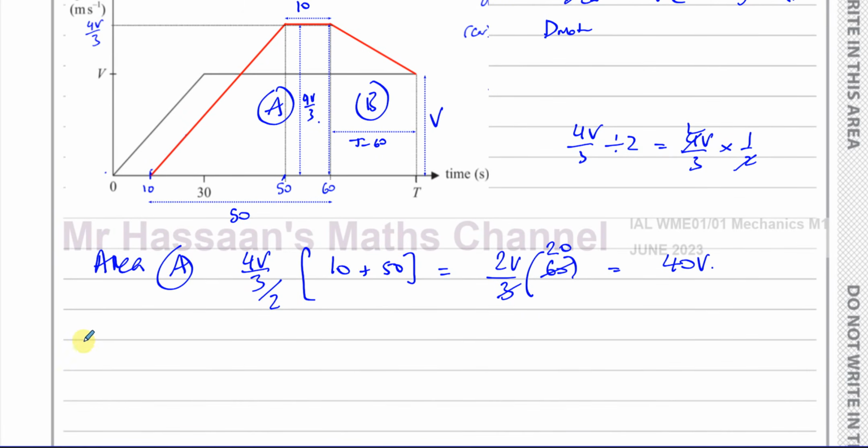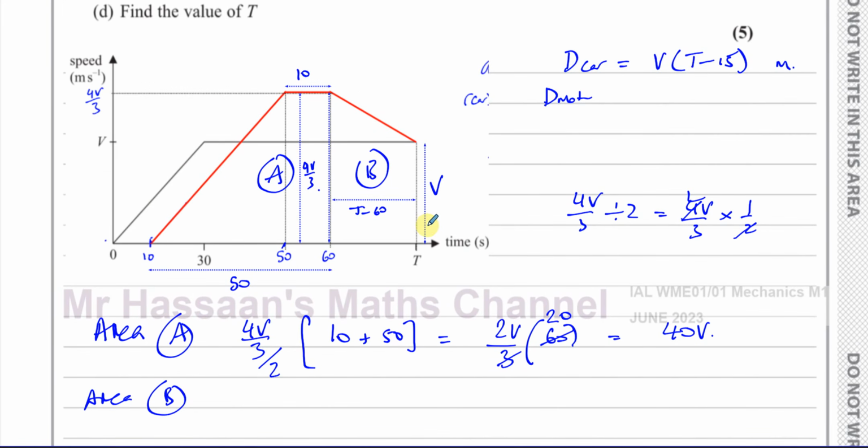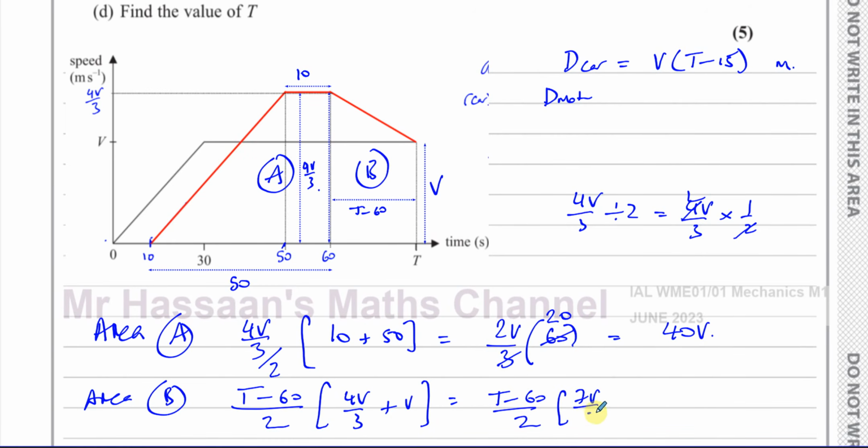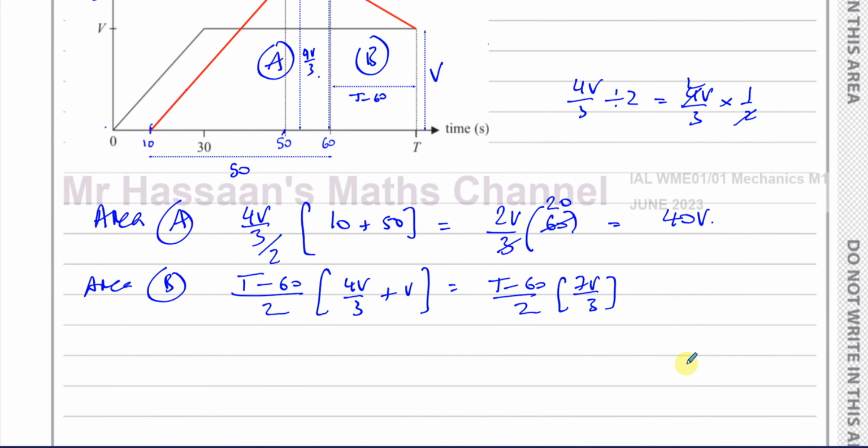Okay, and the area of B, the second part there: we have the distance between the parallel sides, which is t minus 60, divided by 2 times the sum of the parallel sides, which is 4v over 3 plus v. Okay, that's the area of B. So you have t minus 60 over 2 times 4v over 3 plus 3v over 3, which is 7v over 3. Can I simplify that a bit? I think I can. That's 7v times t minus 60 over 6. I'll leave it like that for now.